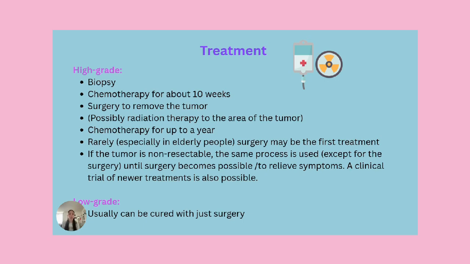And then you possibly can do radiation therapy to the area of the tumor if you got some cells left and not everything could be cleared in surgery. Then there's another round of chemo for up to a year. And rarely, especially in older people, surgery can be the first treatment you do, before the first round of chemotherapy. And if the tumor is non-resectable, the same process is used, obviously, except for the surgery, until surgery is possible, or you just keep doing it to relieve the symptoms and keep the tumor under control.